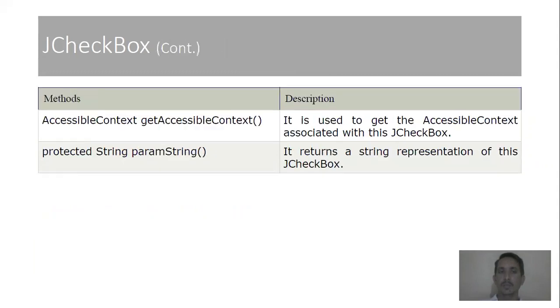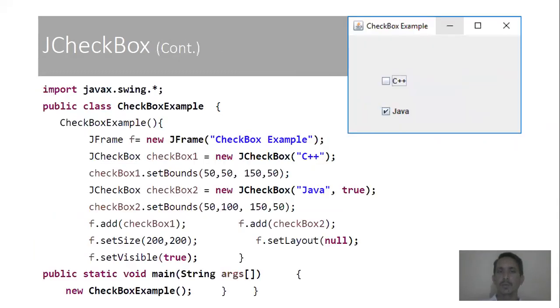Checkbox for multiple selection. So we use the JCheckBox class, right? We create the first object of the checkbox, set the parameters as we require, and add that checkbox to the frame or similar.